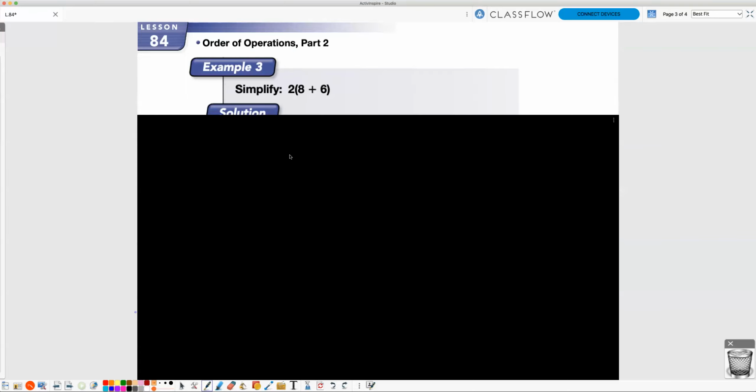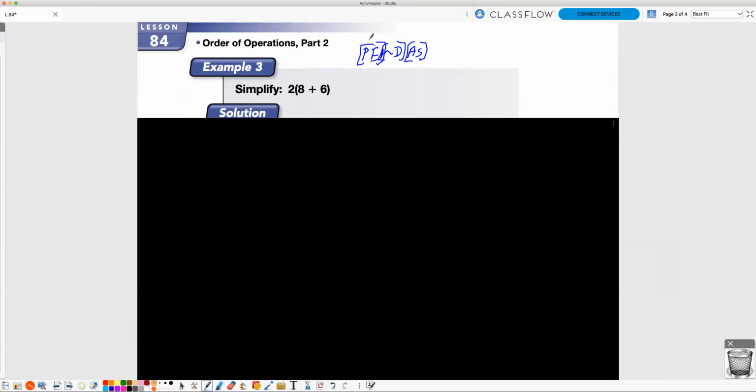Example 3, simplify. Again, we need to use "please excuse my dear Aunt Sally." And remember, these are basically being done in these orders from left to right. Each one of those separately, this would be step 1, step 2, step 3. And since there are parentheses here, I'm going to do everything inside the parentheses first. And everything on the outside, there is no symbol here.